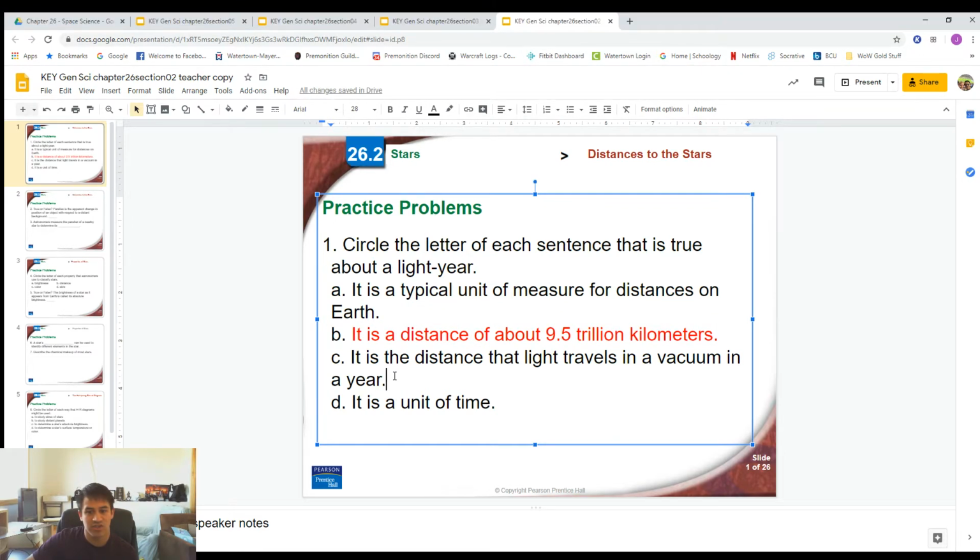C: It is a distance that light travels in a vacuum in a year. That is also true. That's why we call it a light year. So it is the distance that light travels in 1 year in space. And letter D, it is a unit of time. That is false. It is not a unit of time. Even though it has year in it, and years are usually measures of time, a light year is a measure of distance. So don't get that confused.